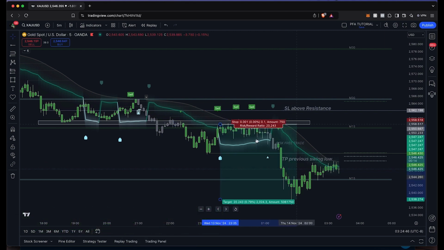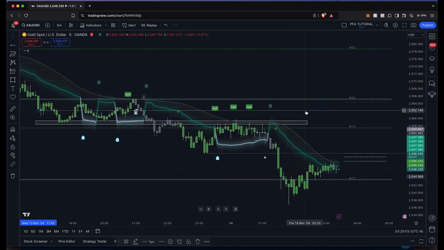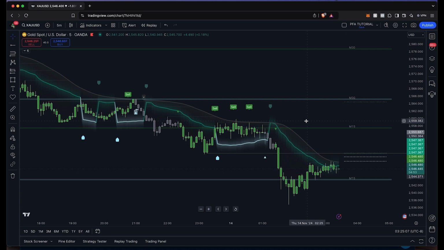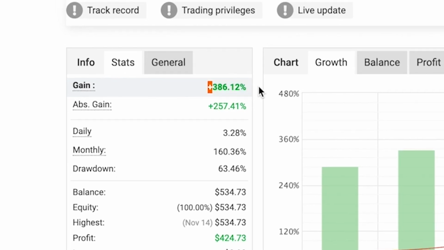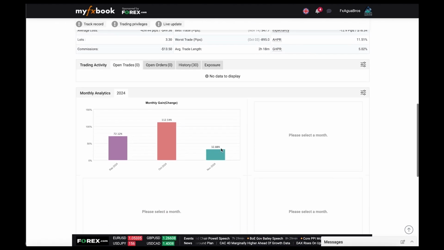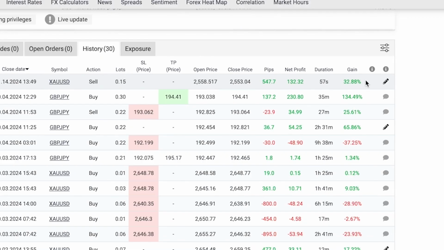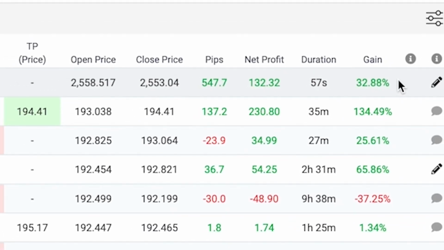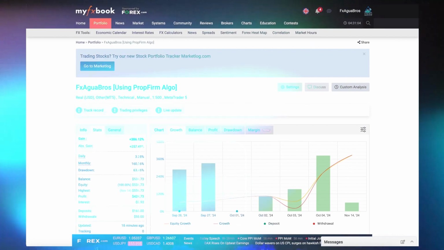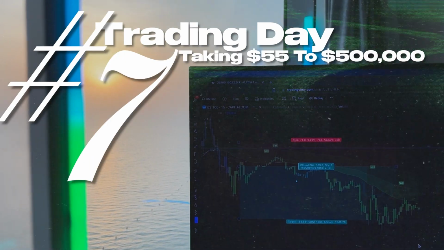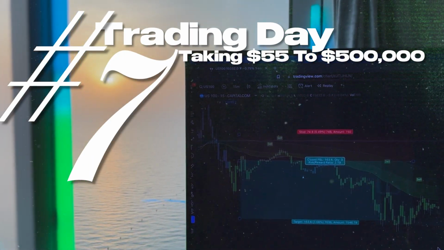But just to keep it safe, we got out at the previous low for a solid 1 to 2 risk to reward, which in short means I'm going to win double of what I'm risking. Let's go ahead and check out the MyFX book. We're at 386% so far. Absolutely beautiful. And XAUUSD, if we go to history, we did 32% gains on one trade. Done for the day, and I'll catch you on day number 7. Trading day number 7, taking $55 to 500,000.